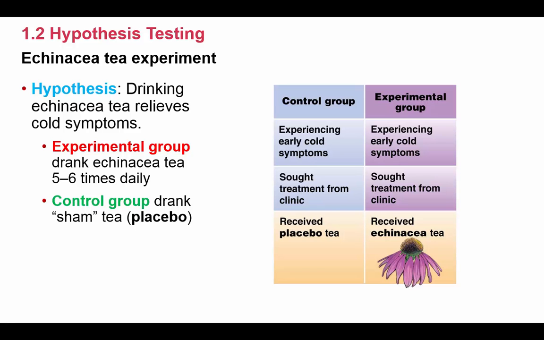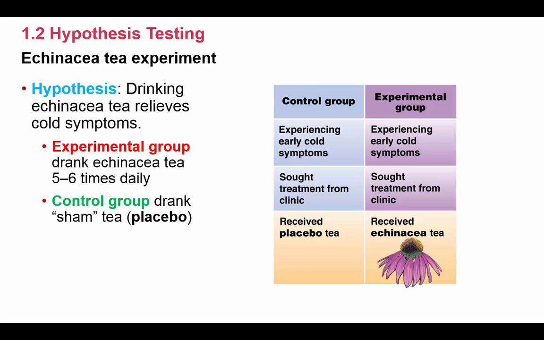So let's look at another example, this one involving echinacea tea. Let's say that upon some observations you make, you form the hypothesis that drinking echinacea tea relieves cold symptoms. So the first thing that you would do is set aside your two groups. You would name one of them as the experimental group and the other as the control group. The experimental group, you're going to give them echinacea tea and they're going to drink it 5 to 6 times a day. The control group is going to drink tea as well, but their tea is not going to be echinacea tea. We would call this a placebo.